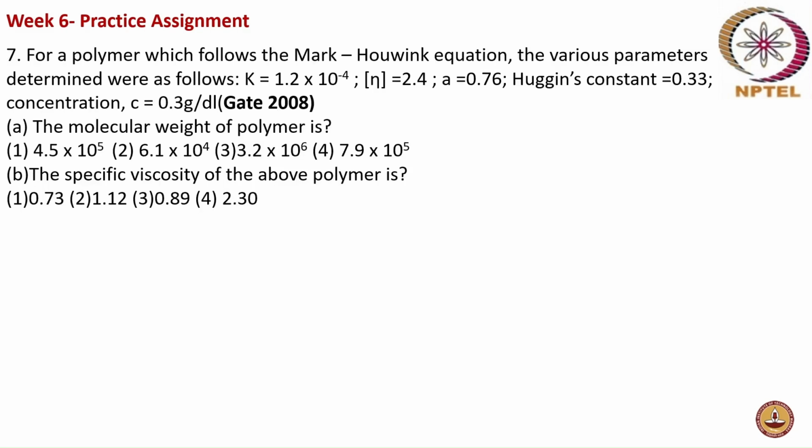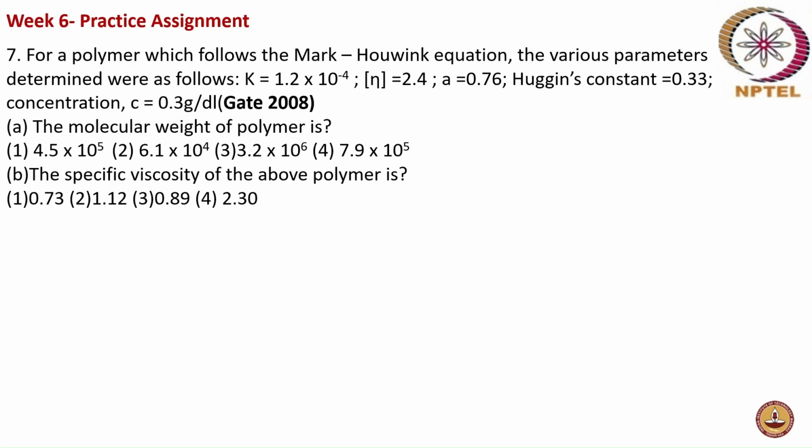All right. Next, for a polymer which follows the Mark-Houwink equation, the various parameters determined were as follows: K is equal to 1.2 into 10 power minus 4, eta is equal to 2.4, A is equal to 0.76, and the Huggins constant is 0.33. Concentration is 0.3 gram per deciliter. Now, what is the molecular weight of the polymer? Is it 4.5 into 10 power 5, or 6.1 into 10 power 4, or 3.2 into 10 power 6, or 7.9 into 10 power 5?